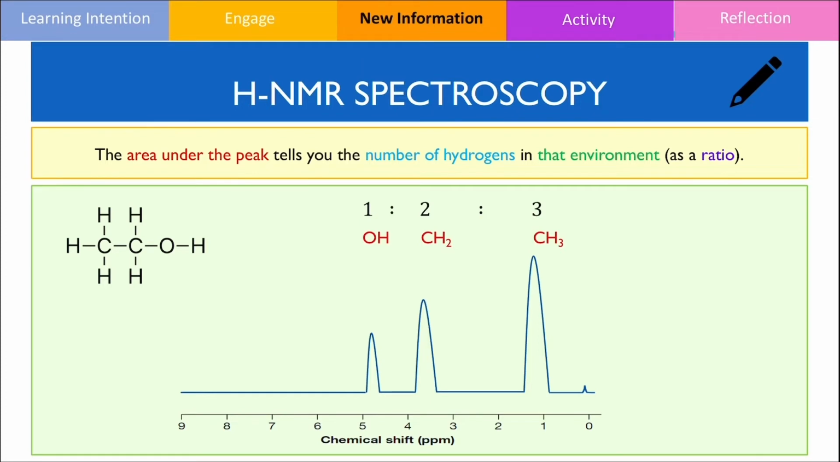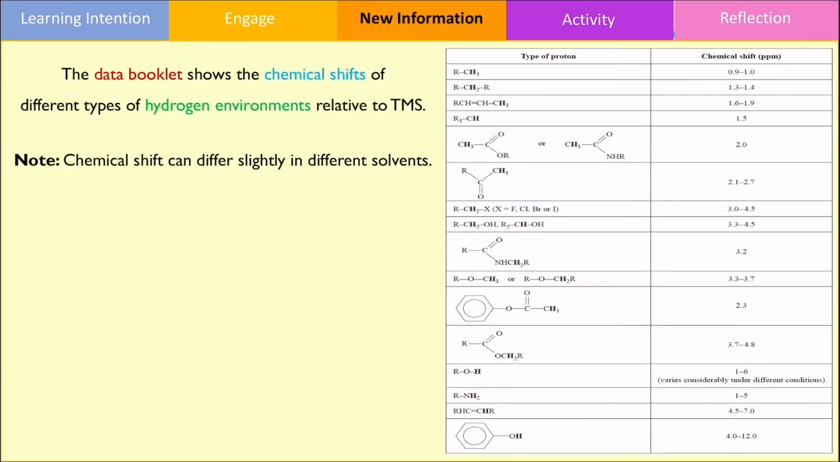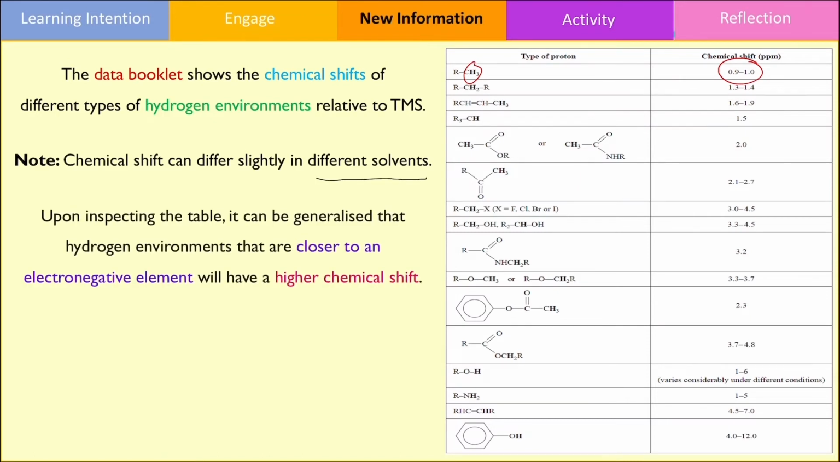We can also determine the identity of the hydrogen environments by comparing the chemical shifts of each of these signals to those found on the data booklet. This means that if you've got a signal with a chemical shift of 0.9 to 1 parts per million, there's a good chance that this is caused by the hydrogens found in the methyl group. Please note that these values can change depending on the solvent that is being used. As I've stated earlier, you'll find that hydrogens that are closer to an oxygen will have a higher chemical shift.